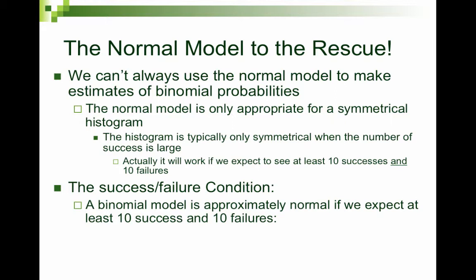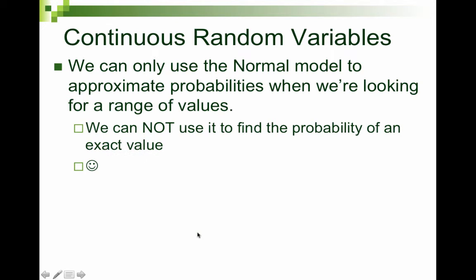So if you are going to use the normal model to calculate a binomial probability, you have to check the success-failure condition so that you know you can actually use the normal model. The way we check this is by multiplying your number of trials times your probability of success, and the number of trials times the probability of failure. The first one will give you the number of successes, and as long as it's greater than or equal to 10, you're good. The second will give you your number of failures, and as long as it's greater than or equal to 10, you're still good. We can only use the normal model to approximate probabilities when we're looking for a range of values.